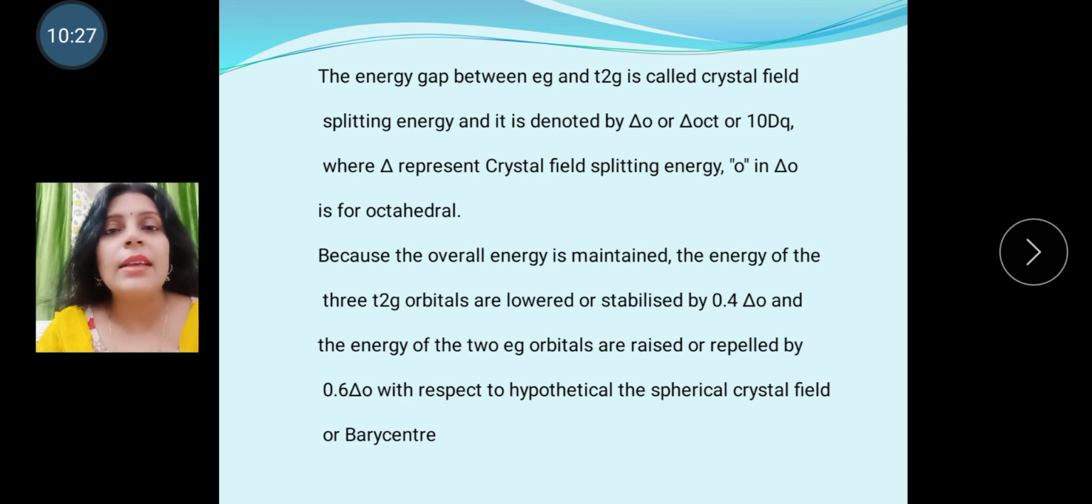So we will discuss the crystal field splitting energy in this case later on in the next session.